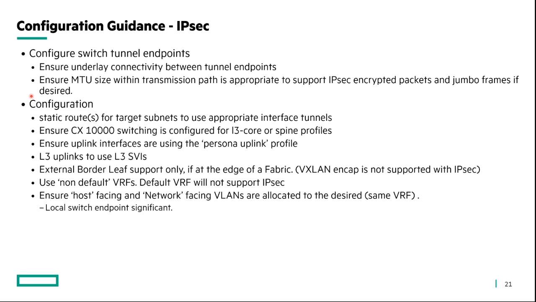And ensure host-facing and network-facing VLANs. So that's host-facing, the client with a persona access, and network-facing, which is the persona uplink, are allocated to the same VRF. Obviously, that is local switch endpoint significant. You can have separate VRFs at the destination endpoint.